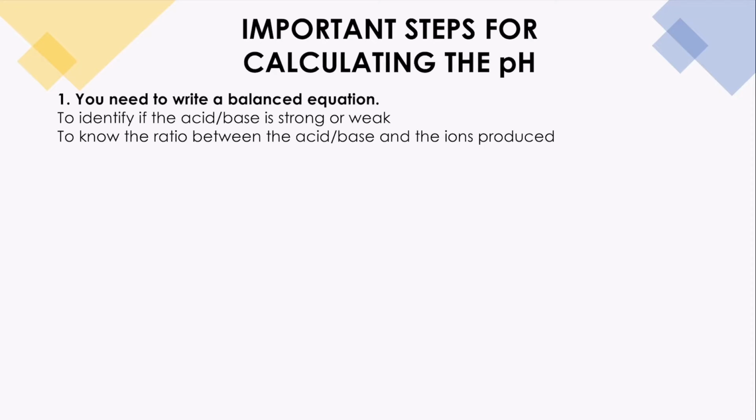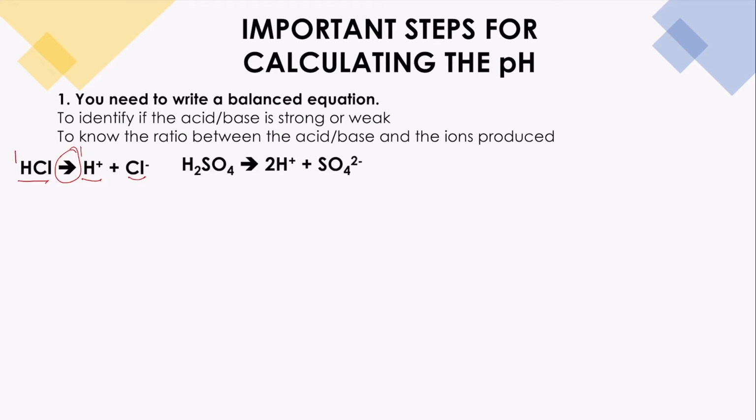There are some important steps before calculating the pH. First, we need to write a balanced equation to identify if the acid or the base that we have is strong or weak, and to know the ratio between the acid or base and the ions produced. We have here an example. HCl produces H plus and Cl negative. We can see here we have a one-way arrow, which indicates that it is a strong acid, and the mole ratio between the acid and the ion produced is 1:1.